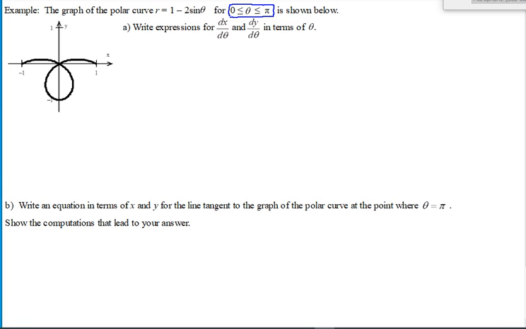So remember x is equal to r times cosine theta. We'll use that to get dx d theta in there. And y equals r times the sine of theta. And then before we can find the derivative, we put in our specific r. In this case, r is equal to 1 minus 2 sine theta. Hang on a second.